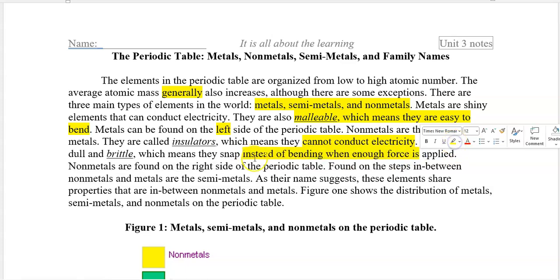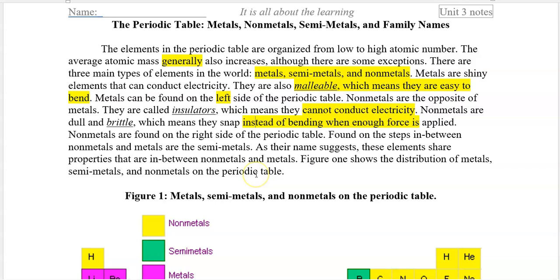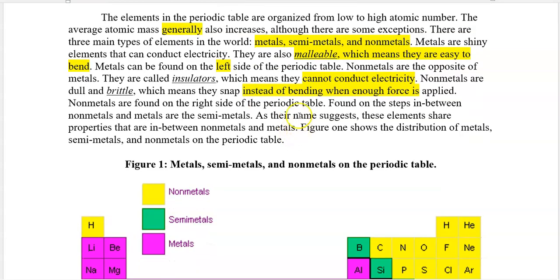So think of something like your pencil lead. Pencil lead is made of carbon. It's pure carbon. You really can't bend it. Maybe a tiny bit, but then if you try to bend it like a paperclip, it just snaps. Whereas a paperclip is metal, so it's malleable. Whereas pencil lead is a nonmetal, which is brittle.